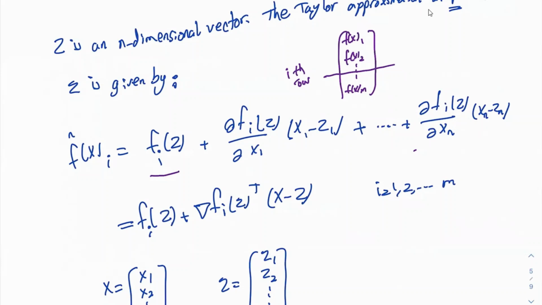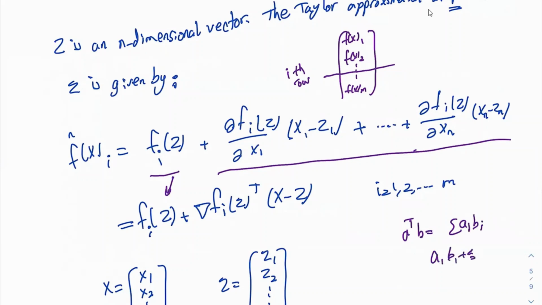Now, when you look at this equation, of course you write f_i of z here, but this reminds us of the dot product, right? Remember we defined the dot product A transpose B to be the sum of A_i B_i, which means A1 B1 plus A2 B2 all the way to An Bn. This is very similar. We're just multiplying two quantities and adding them up, right? So this is going to be a dot product of the gradient of f_i at z and x minus z, which in dot product form you can write like this as well.